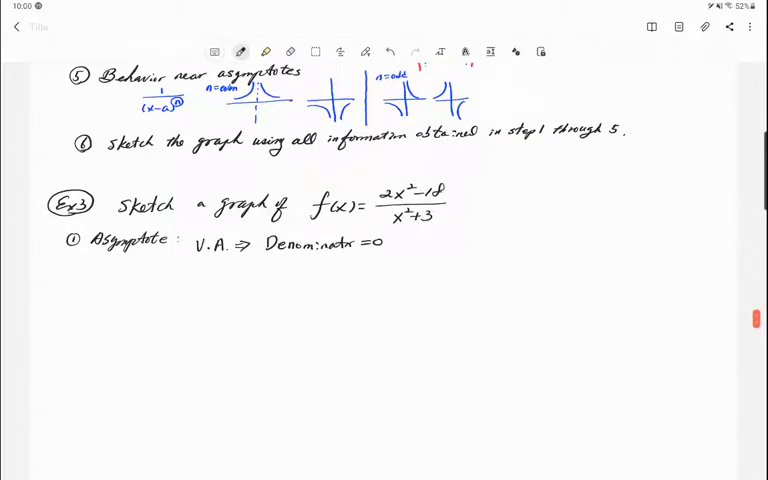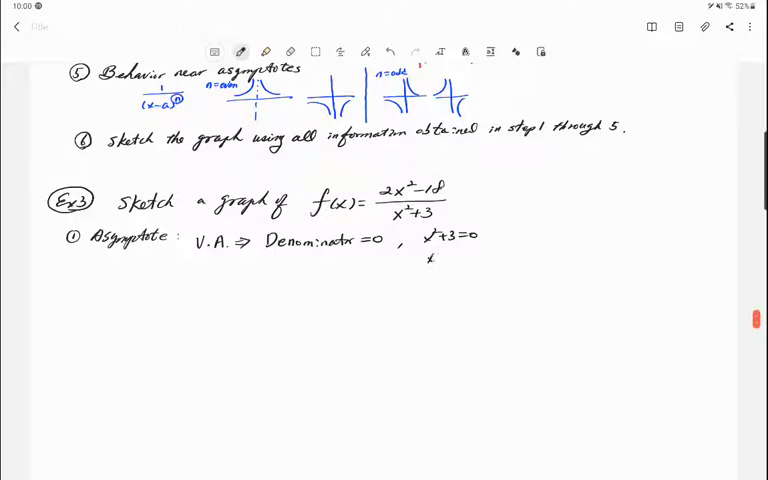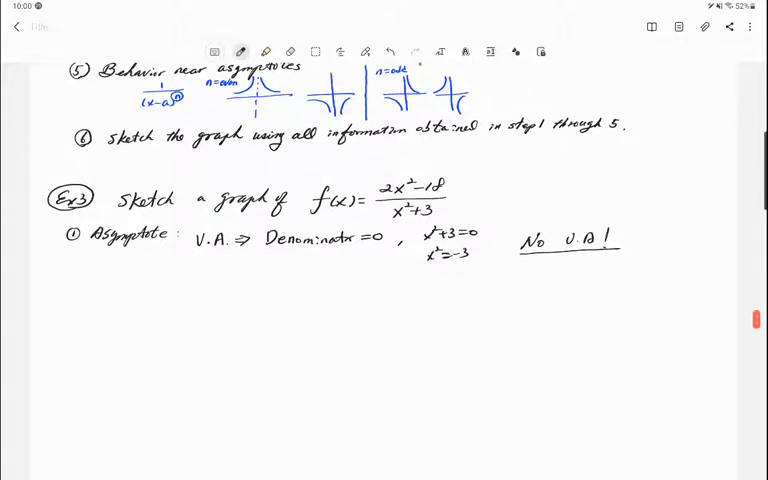And the denominator is what? X squared plus 3, right? Then x squared is negative 3. So it cannot happen. We cannot find any x values that satisfy this equation. So there is no vertical asymptote. It's really important. The denominator cannot be 0, because no matter what x value is, this is always positive, cannot be negative or even 0.